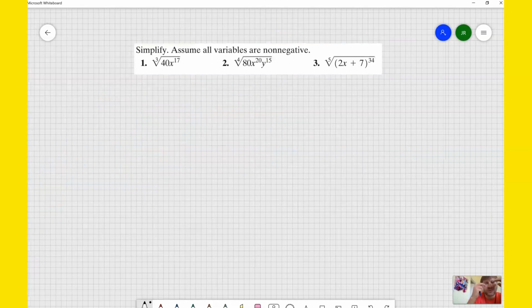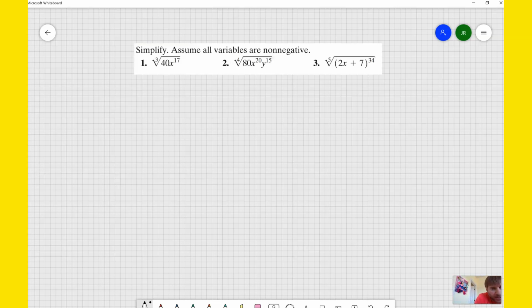All right, these are similar, but on all the previous examples of these, the index was always just a 2. It was understood to be a square root. Now we're going to deal with higher indexes, higher indices. So now instead of looking for 2 of the same thing, I now have to look for 3 of the same thing on this one, or 4 of the same thing on this one, and so on.